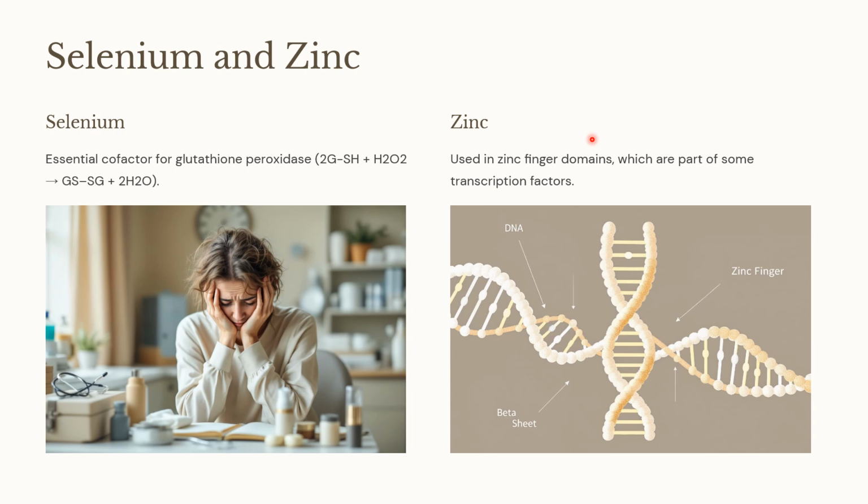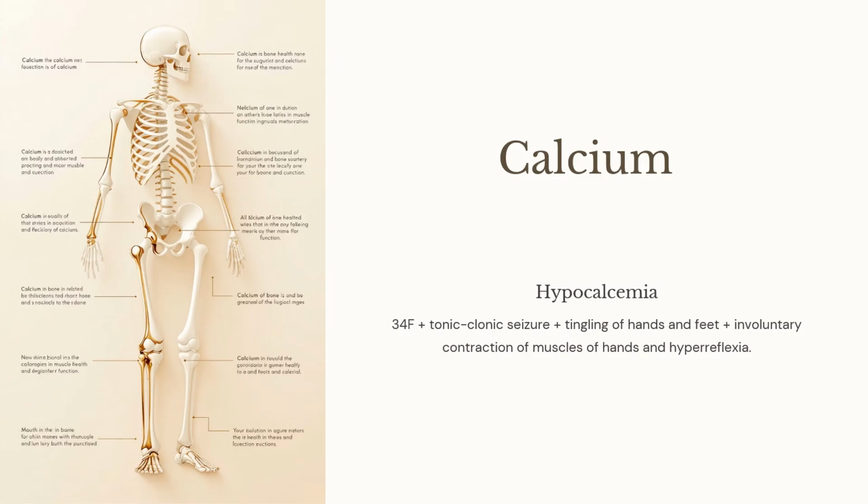What is selenium and what is zinc? Selenium is an essential cofactor for glutathione peroxidase, which is an important enzyme in the body. And zinc is used in zinc finger motifs or zinc finger domains, which are part of some transcription factors. Let's come to another important topic, that is calcium.